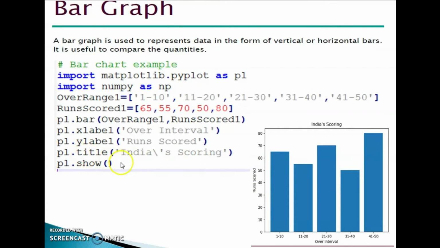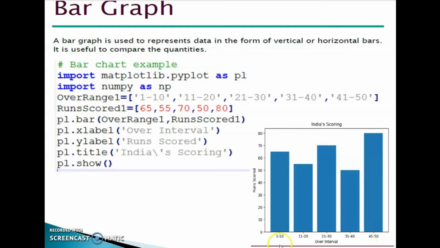Then the title we can also specify by using the title function, plt.title, India's scoring. This is the title. Then we use the show function. At the time of execution, we can see the graph like this. X-axis label over interval, y-axis label runs scored, title India's scoring. Then these bars we can also see: 1 to 10, 11 to 20, 21 to 30, 31 to 40, 41 to 50.